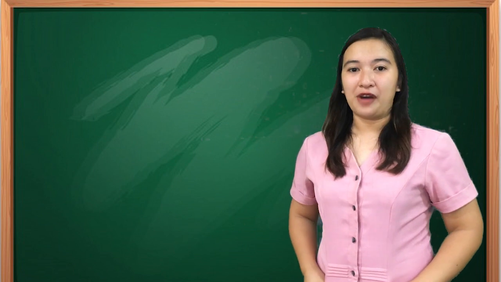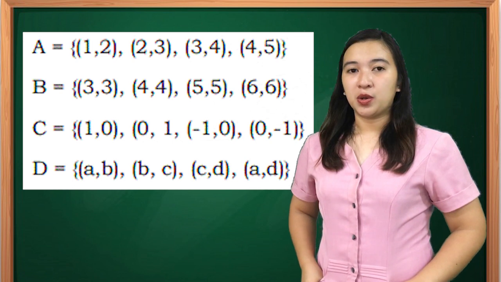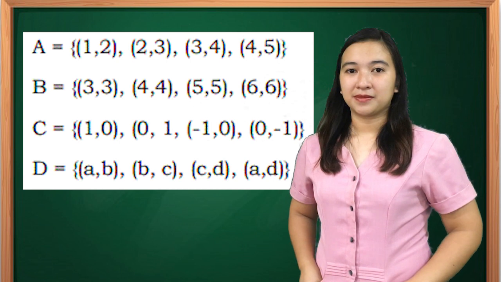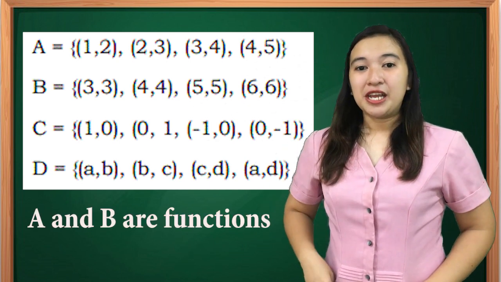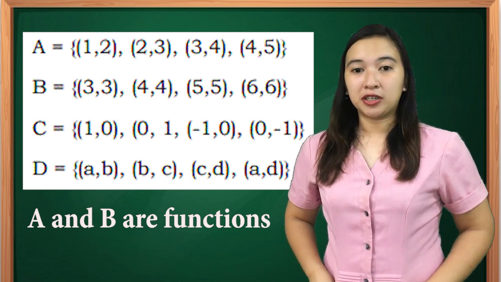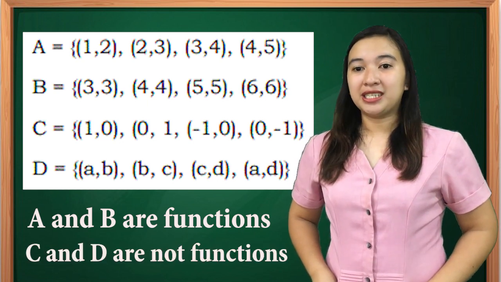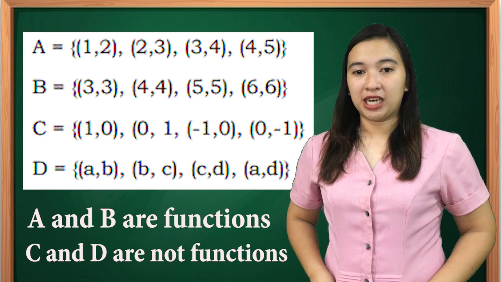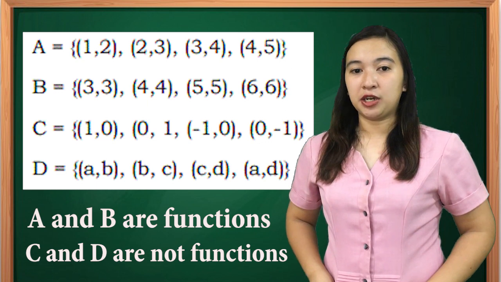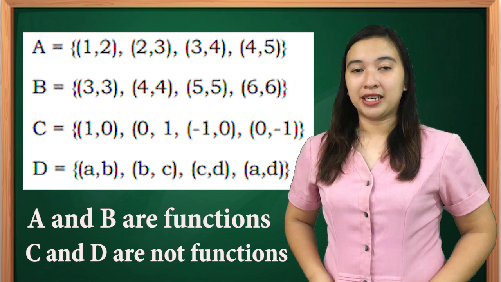To further understand function, let's start with the following. Given the following ordered pairs, which relations are functions? You are right. The relations A and B are functions because each element in the domain corresponds to a unique element in the range. Meanwhile, relations C and D are not functions because they contain ordered pairs with the same domain. C contains (0, 1) and (0, -1), while D contains (a, b) and (a, d).